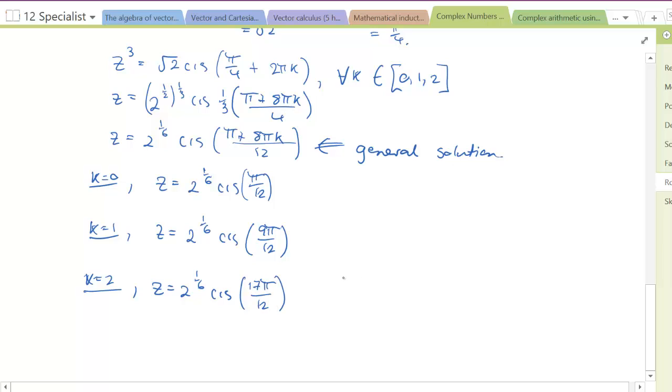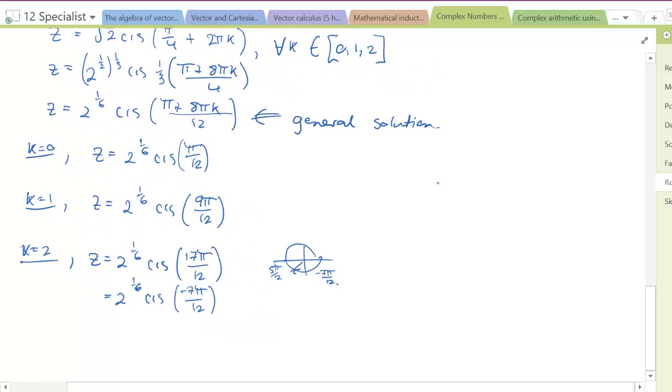Now we know that's gone past pi, into the next section. So it's gone that plus an extra 5. So this is 5 pi on 12, and this must be negative 7 pi on 12, which is a coterminal angle within the domain of complex numbers. So we can say this one's actually 2 to the power of 1 on 6 cis negative 7 pi on 12. Okay, so there's our three solutions.